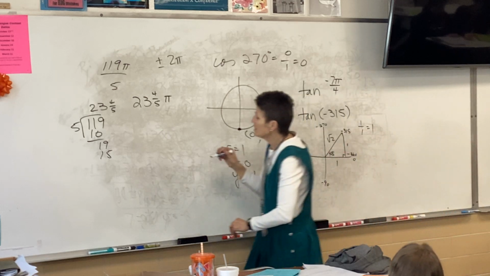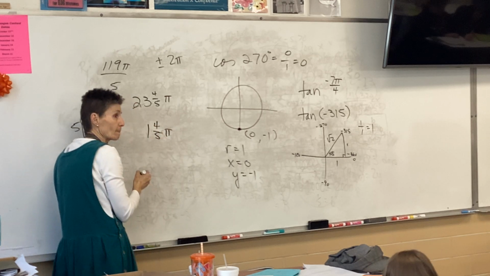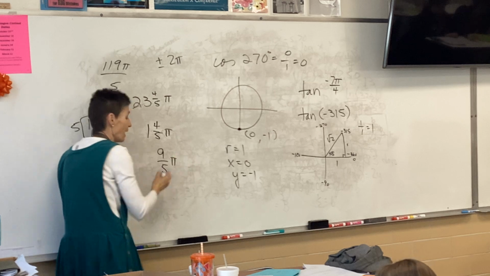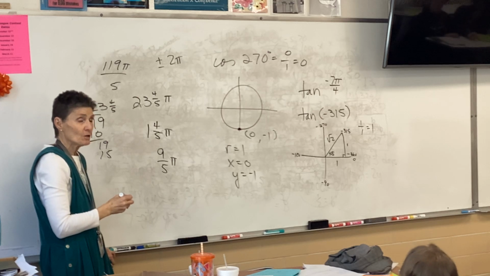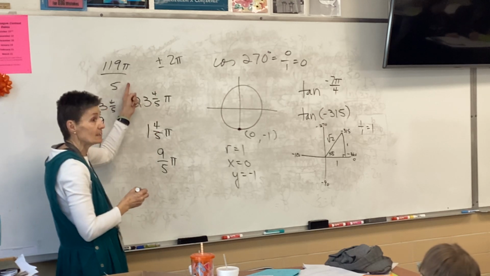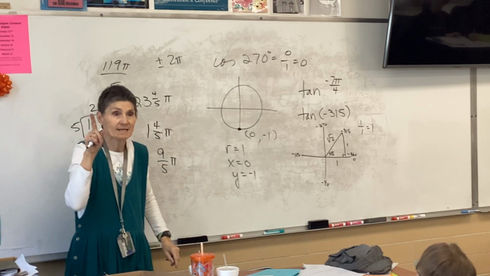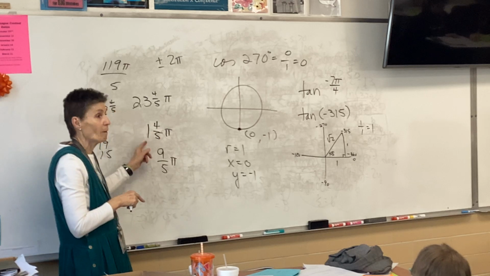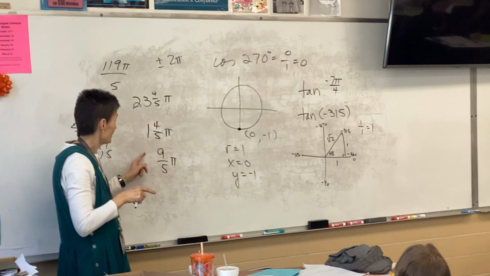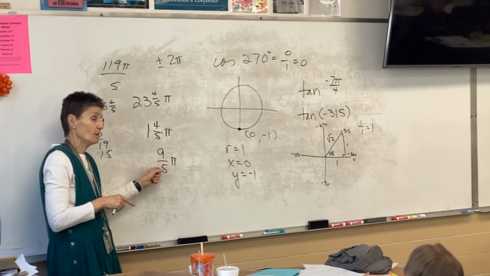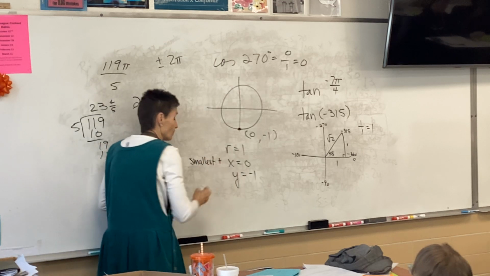Throw all that out. This is really 1 4/5 pi, or 9/5 pi. If you change that into degrees, you will do the same thing, only you'll be getting rid of 360s. I'm getting rid of 2 pi's, because 2 pi doesn't change my position. It just spins me around. So this is really the angle I'm looking at, and this is the smallest positive angle. Right there it is.